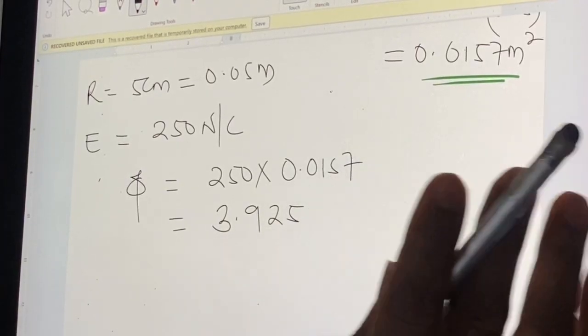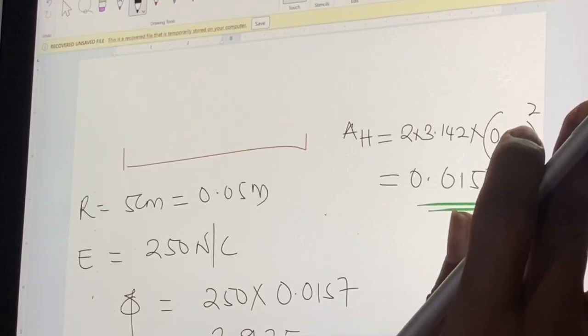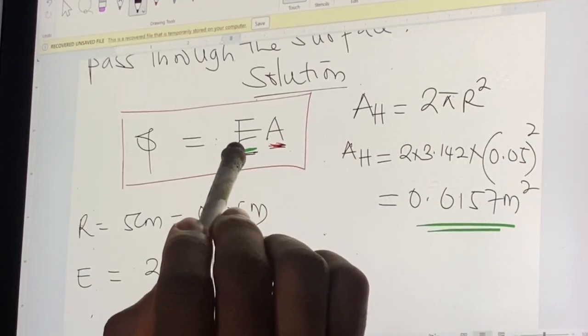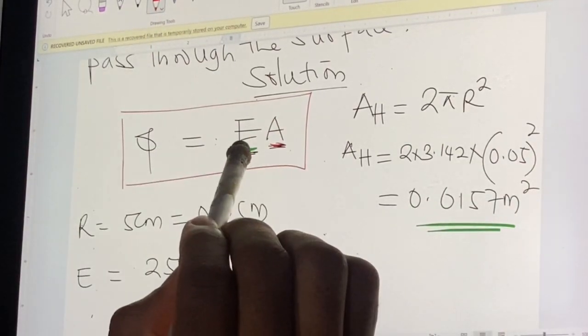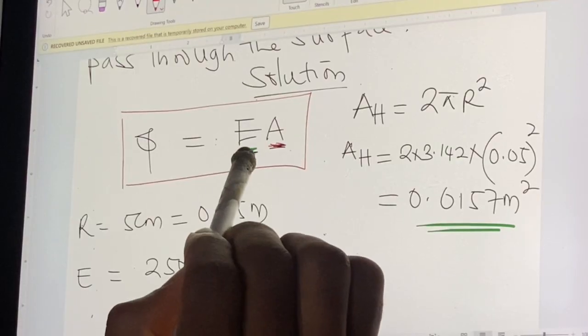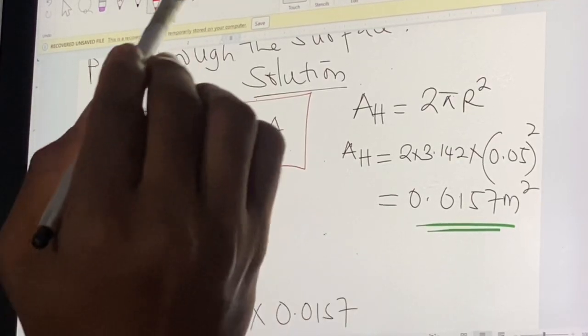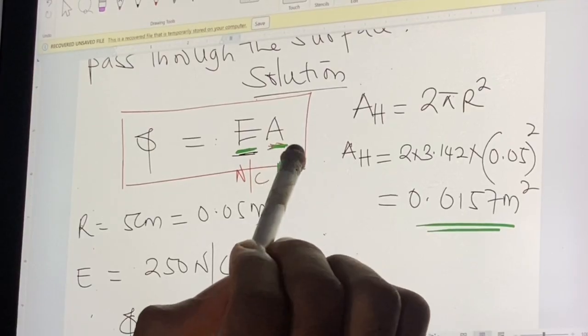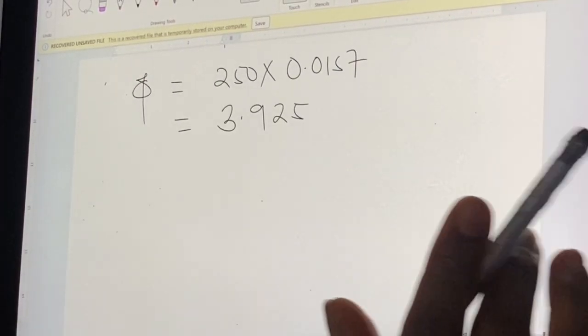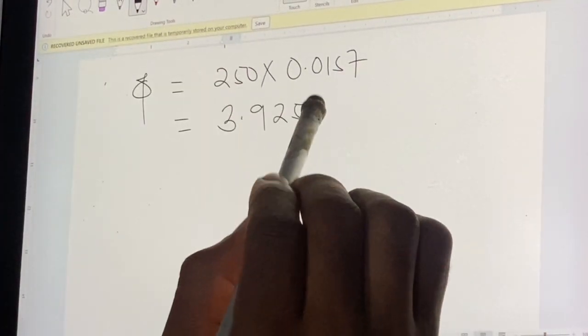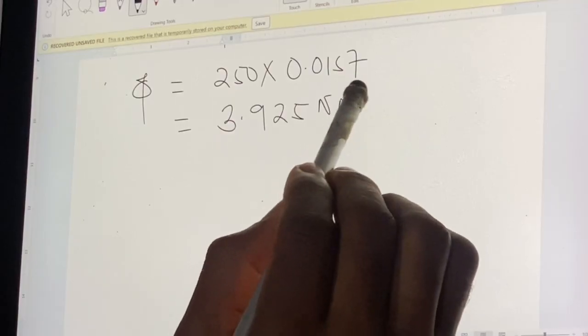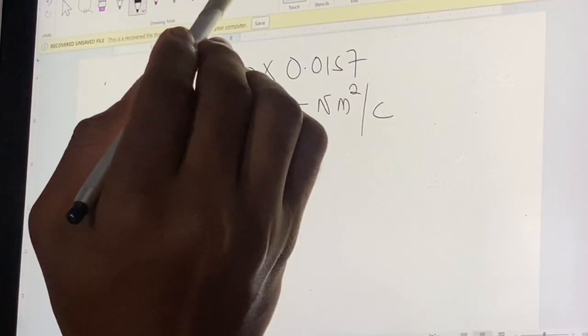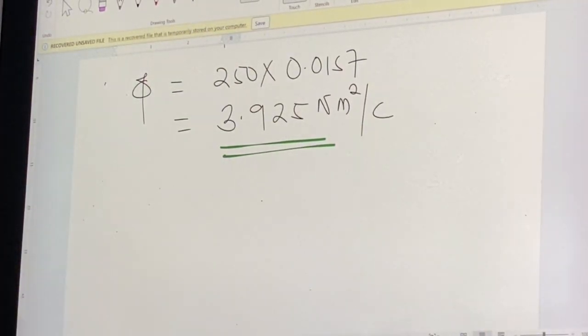3.925. So let's know the unit from the formula. On the formula here, the unit will be Newton per coulomb, while this guy here represents meter square. So the unit of this is going to be Newton meter square per coulomb, class. This is our answer here.